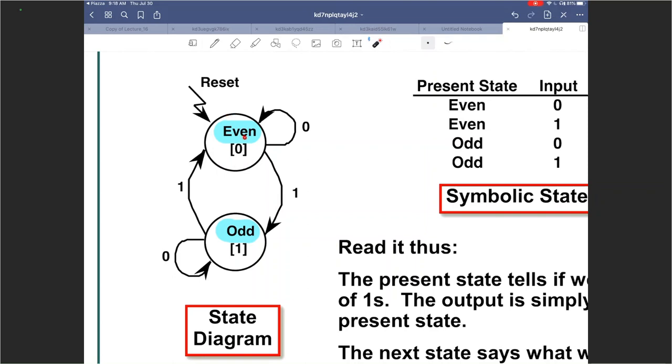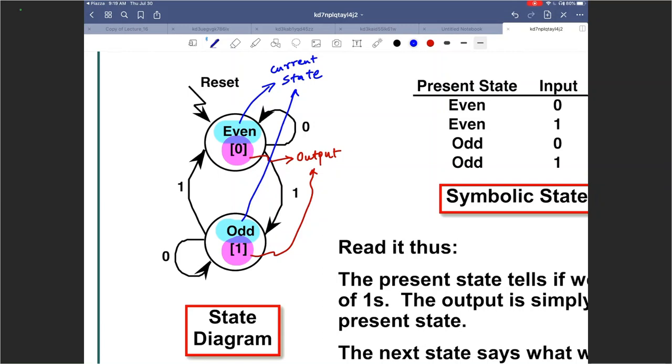When you are in this even parity state, your output is zero, because we don't want this to detect even parity. We want it to detect odd parity. This is the output, by the way, and the blue one is the state, the current state. So we could be in either an even state or an odd state. When you are in even state, you are outputting a zero. When you are in the odd state, you are outputting a one.